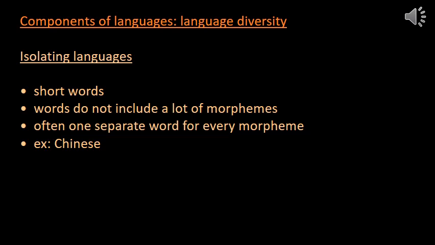In Chinese, most words contain only one morpheme, one meaning-bearing unit. Example, for they, they will say ta men. Now I'm sorry to my Chinese students, my pronunciation must be really terrible. I have no clue how to pronounce that. But in this case, the ta means the third person and men means plural. So to say they, there are two characters or two different words, each one corresponding to one morpheme.